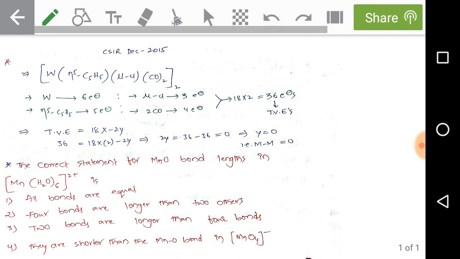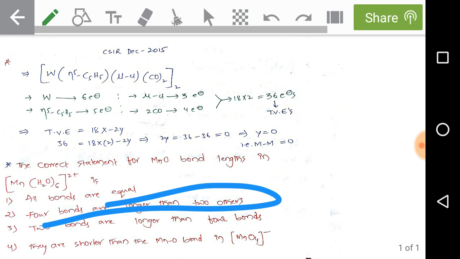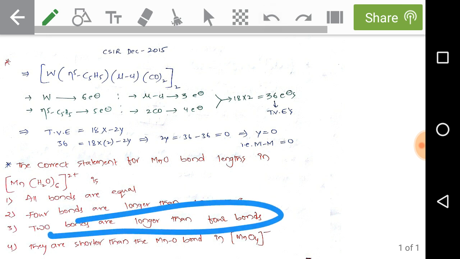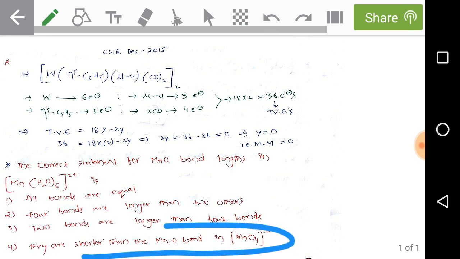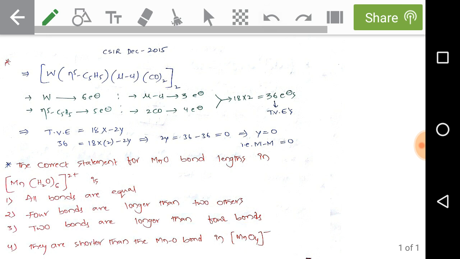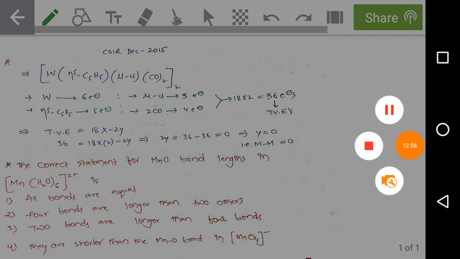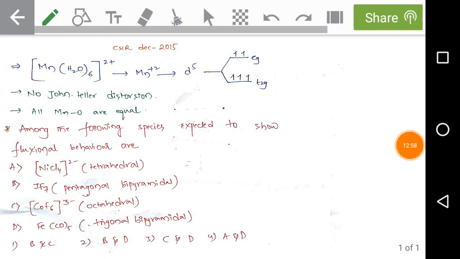Let's check it. All bonds are equal, or 4 bonds are longer than 2 others, or 2 bonds are longer than 4 bonds, and they are shorter than the manganese oxygen bond in MnO4 minus. To give the answer for this problem, we need to check whether any Jahn-Teller distortion is possible in the particular metal complex or not.